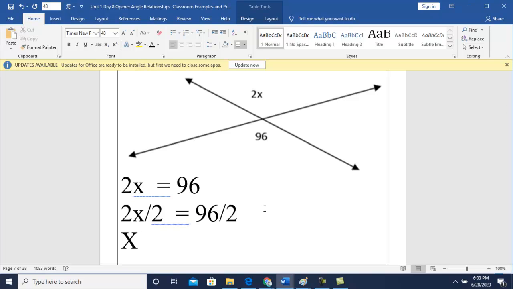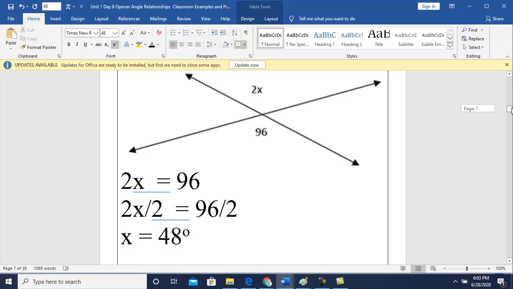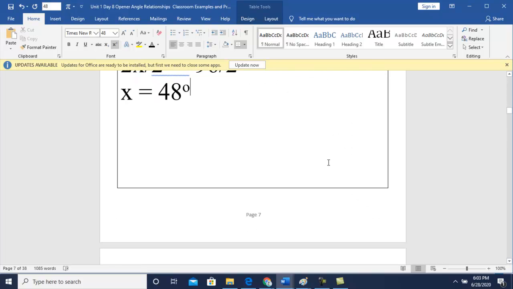On the right side, we are going to have 96 divided by 2. You can do that in your head or use a calculator, but you should come up with 48 as your answer. So you'd write 48 degrees. And don't forget, it is an angle measurement, so we should put the degree measure there. That would be an example of linear pairs and using algebra to solve for the variable x.